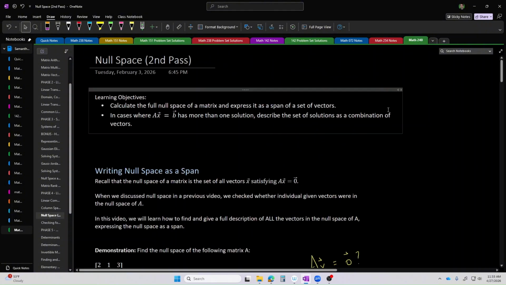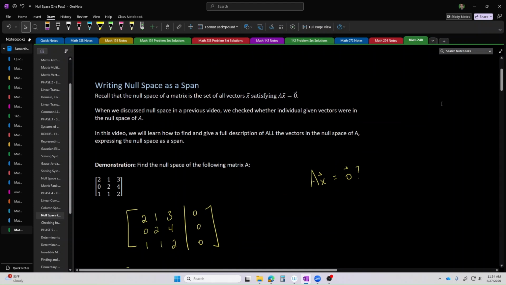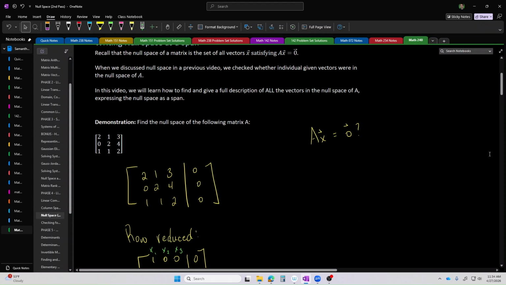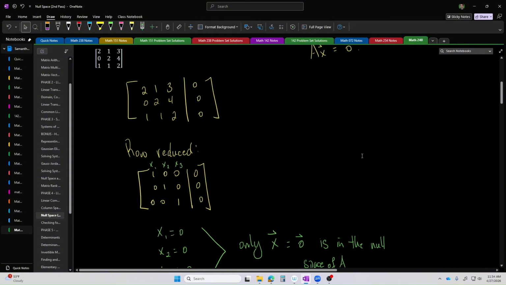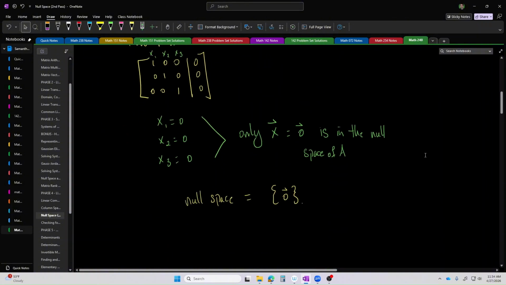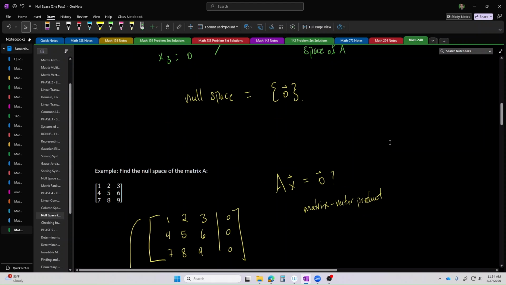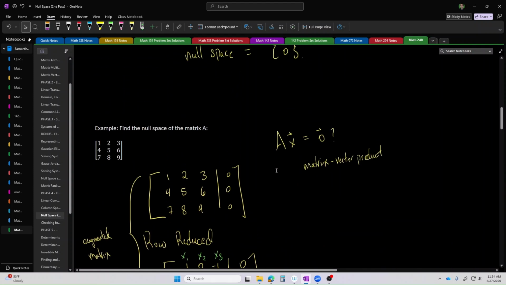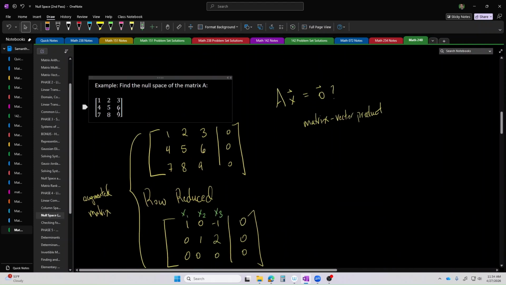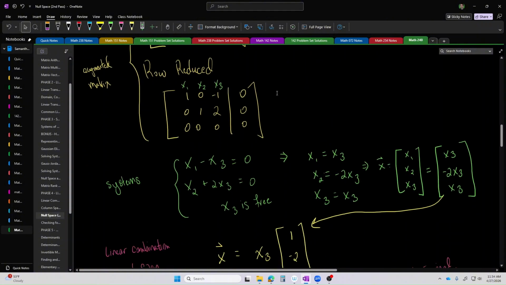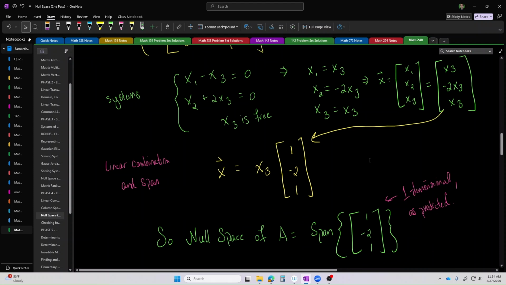That concludes today's video. In today's video, we practice writing the null space of a matrix as a span of vectors. The null space of a matrix can be found by setting up the augmented matrix corresponding to the equation Ax equals 0, and then using row reduction to solve that matrix equation. For some matrices, when you look at the null space, there will only be one vector inside of it, which is the zero vector itself. But if you have another matrix, for example a rank deficient matrix like this one, you might find that the null space contains more than one vector inside of it.